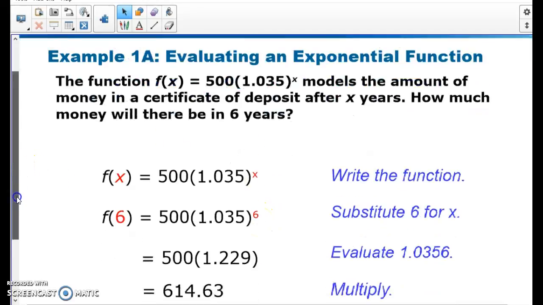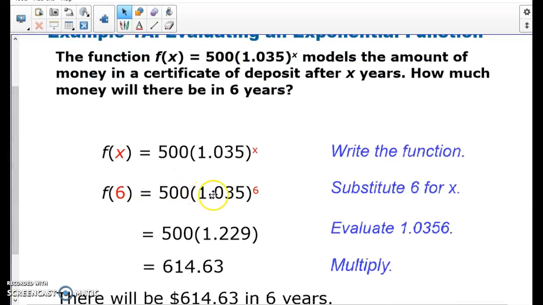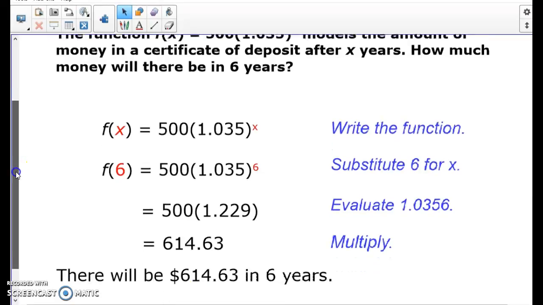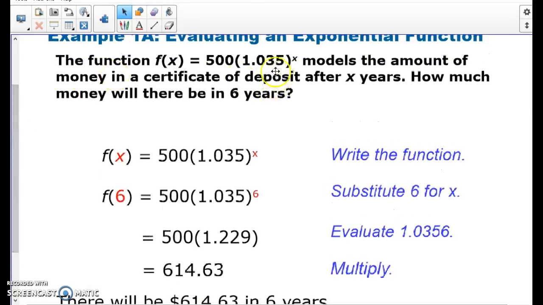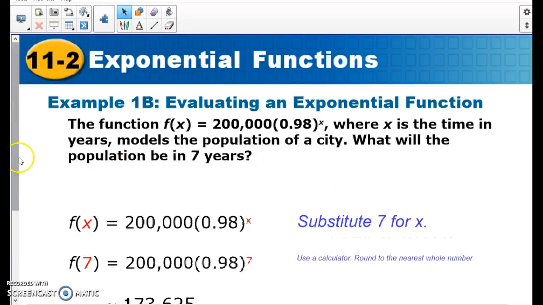So I'm going to start with my principal, which is 500, times 1.035, and then that gets to the 6th power. So after 6 years, that $500 will become $614.63 if we multiply it exponentially, which is how money would grow. It's important that we note that it's 3.5%, which is kind of a lot, because if you were actually getting money from the bank, it would not be 3.5%.